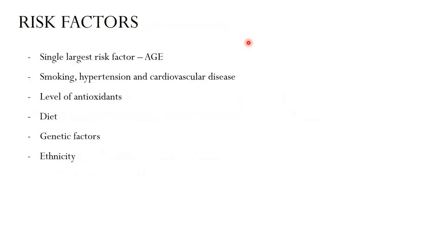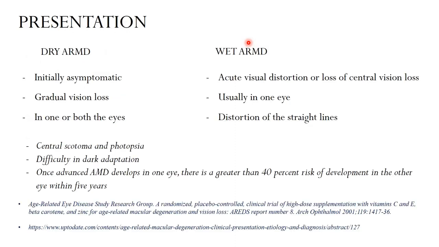Then what are all the risk factors for age-related macular degeneration? There is a non-modifiable risk factor, which is aging. Adding to that, smoking, hypertension, cardiovascular disease, and then the level of antioxidants, diet intake, and other genetic factors and ethnicity also play a role.